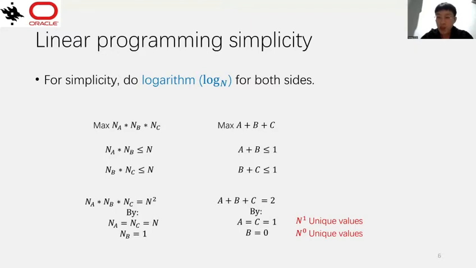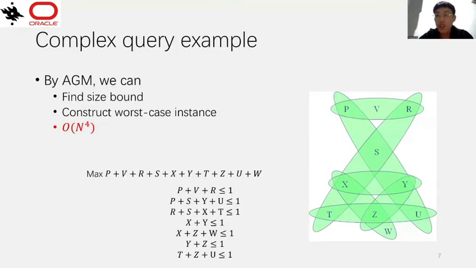So for simplicity, we take the logarithm of both sides for the linear programming. So the products become additions for the objectives and the constraints. Now 1 and 0 mean n^1 unique values and n^0 unique values. So by the AGM model of the linear programming, we can actually find the size bound. And by solving the size bound, we can know how to construct the instance by the number of unique values.